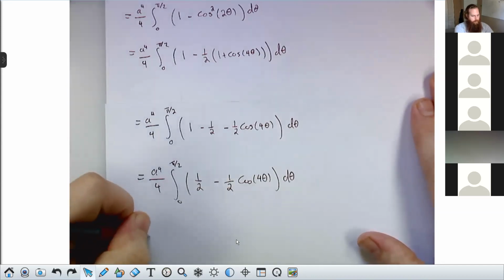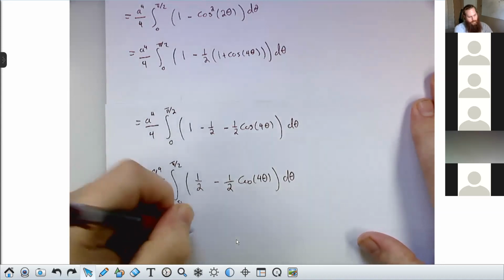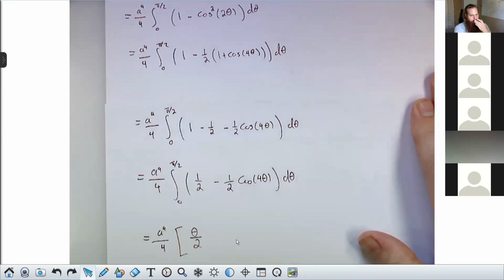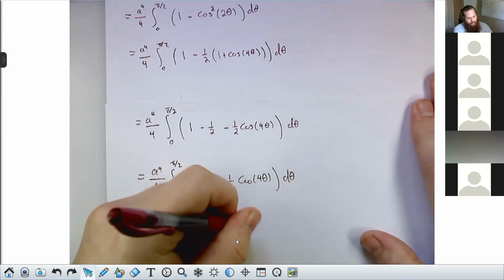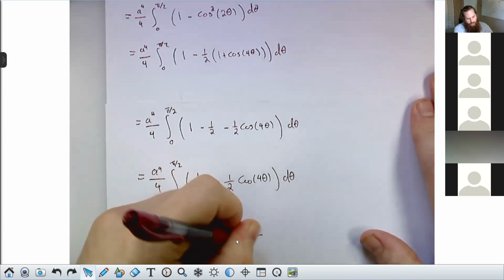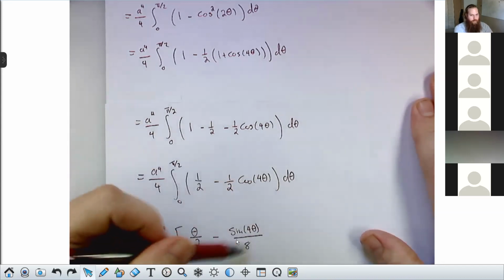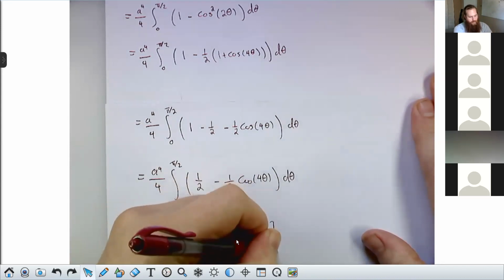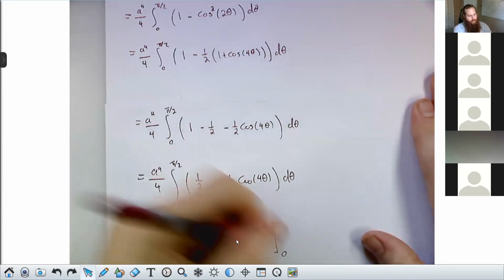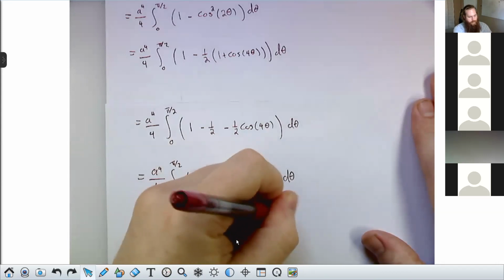The 1/2 will integrate to theta over 2, or 1/2 theta. The minus 1/2 cos 4 theta will integrate to minus sine 4 theta over 8. The factor of 4 down here comes from the u-sub, and the other 2 comes from the 1/2. And this needs to be evaluated from 0 to pi over 2.